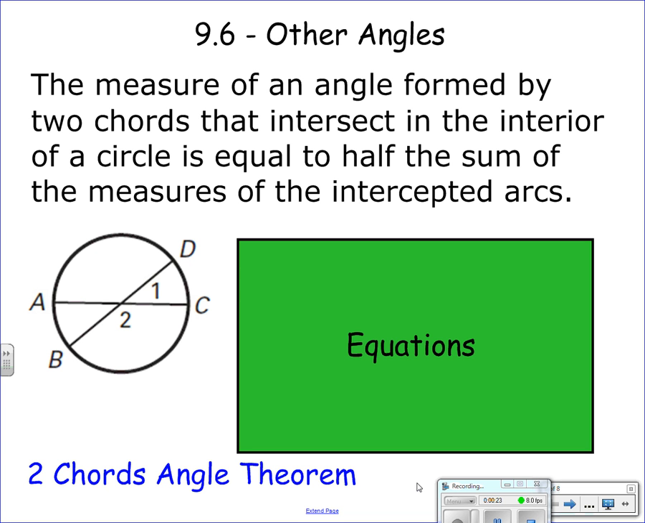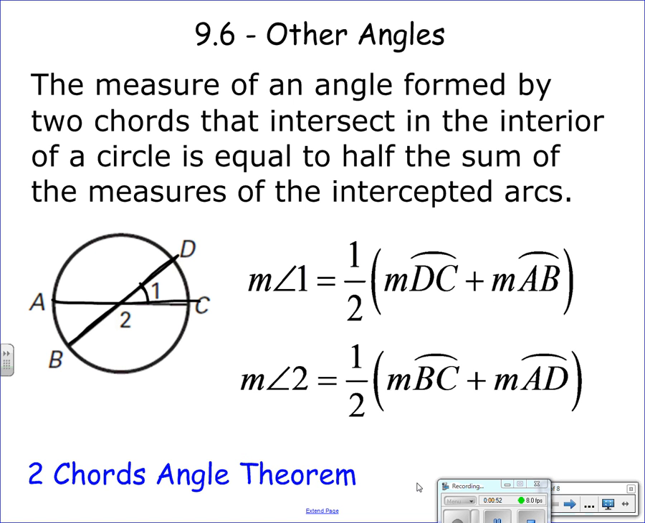of the formulas. So our first equation is when we have two chords that intersect. The measure of an angle formed by two chords that intersect in the interior of a circle is equal to half the sum of the measures of the intercepted arcs. So when I have two chords that intersect, angle 1 is going to be half the sum of the measures of the intercepted arcs.